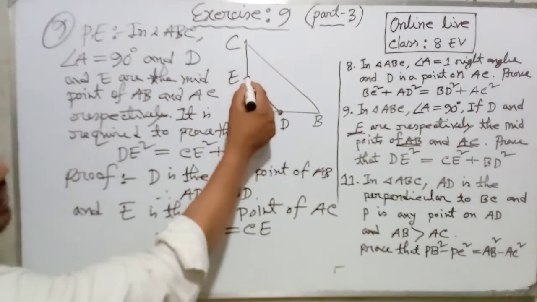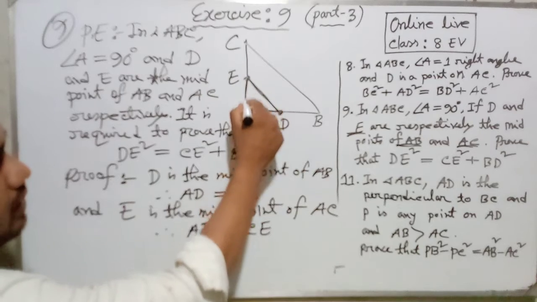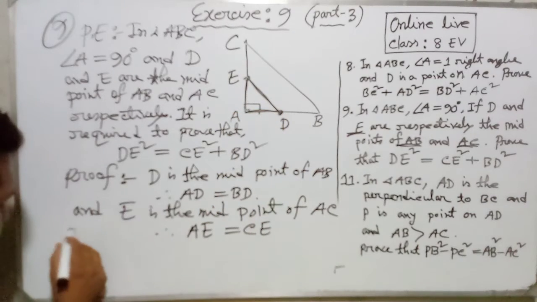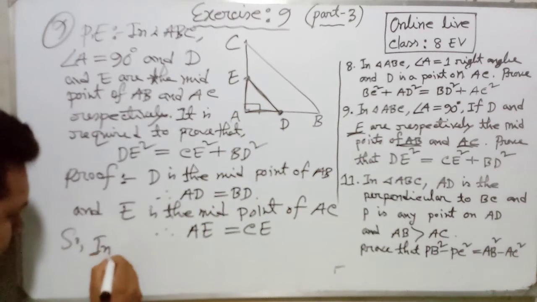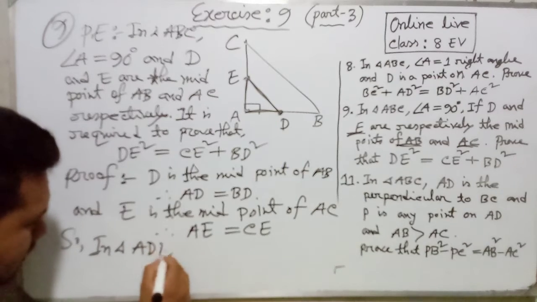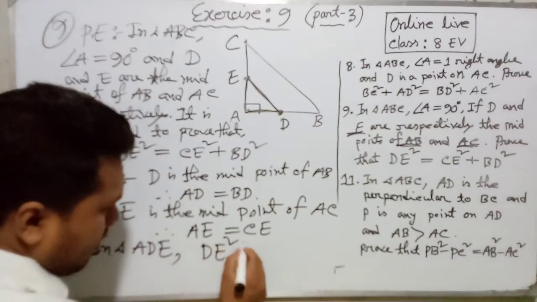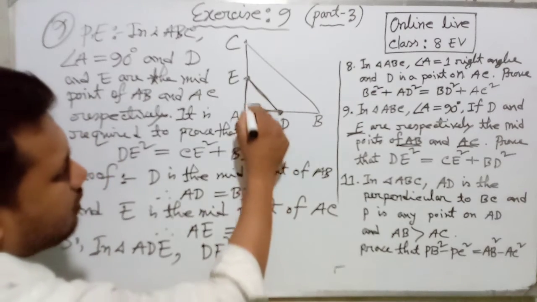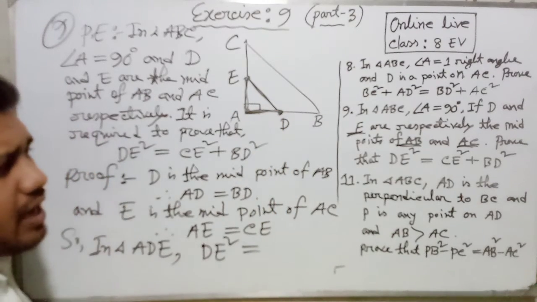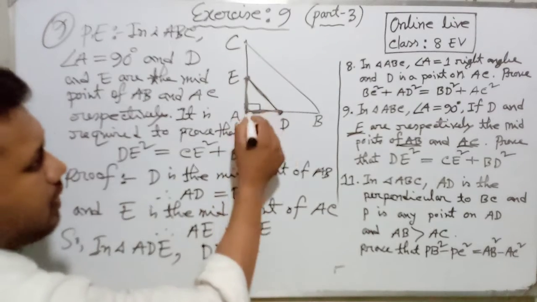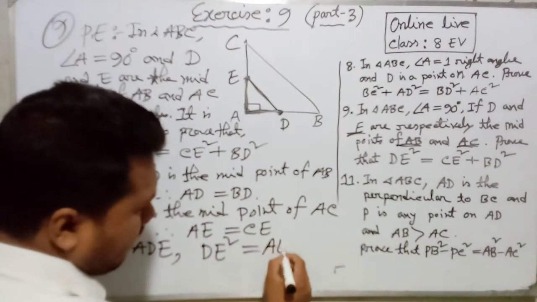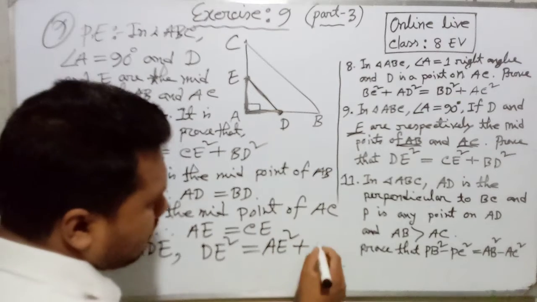Now look, this is our right angle triangle ADE. So in triangle ADE we can write DE square equal AD square plus AE square. So we can write AE square plus AD square.